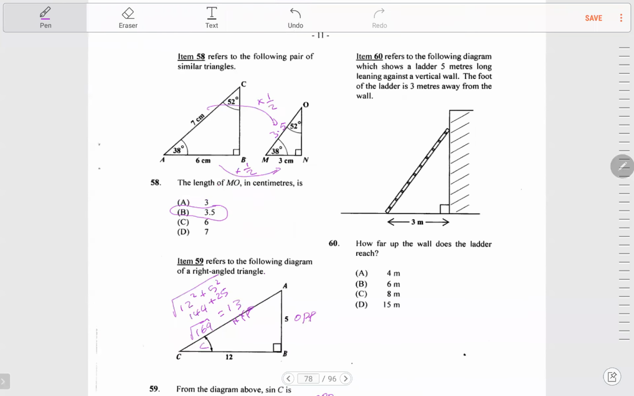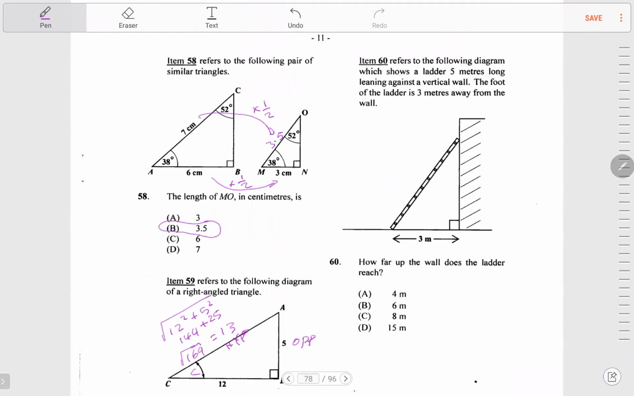One last question for this paper, and it says, item 60 refers to the diagram which shows a ladder 5 meters long, leaning against a vertical wall. The foot is 3. So it's a 3, 4, 5 triangle. This becomes a right angle triangle right here, so you can use Pythagoras' theorem in it. This height is 4 meters. 3, 4, 5 triangles. So the answer is 4.